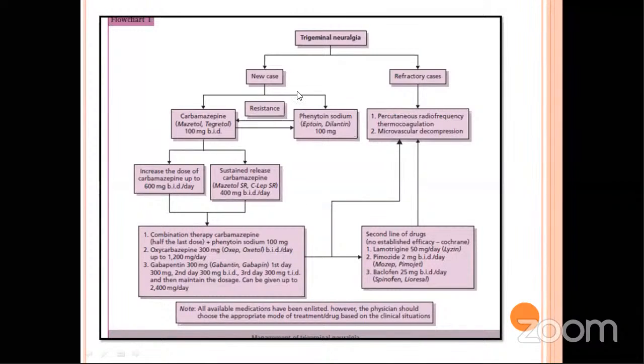Okay. In refractory cases, or if the patient doesn't respond to this drug therapy, then surgery, microvascular decompression or percutaneous radiofrequency thermocoagulation, is done to reduce the nerve compression along the ganglion.